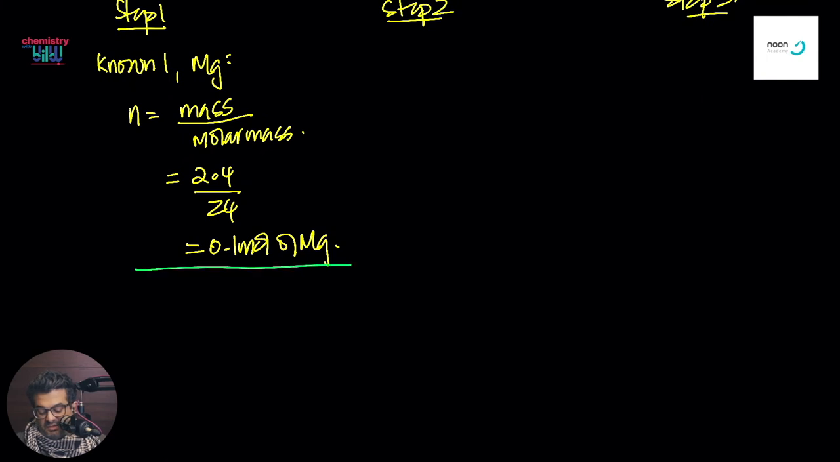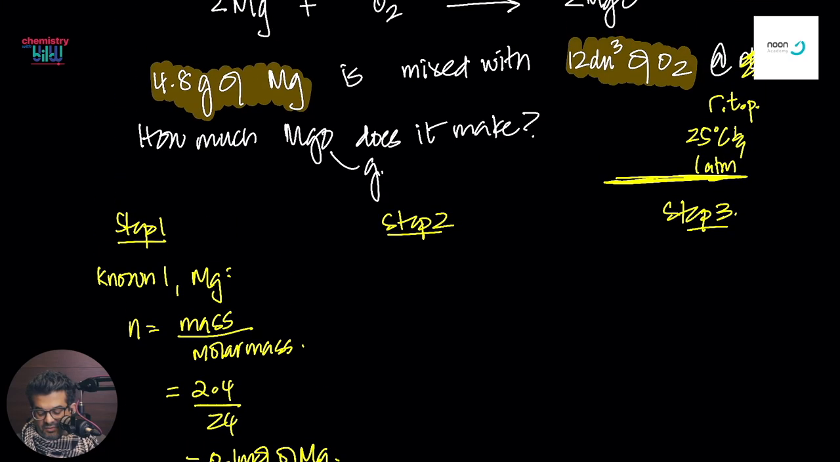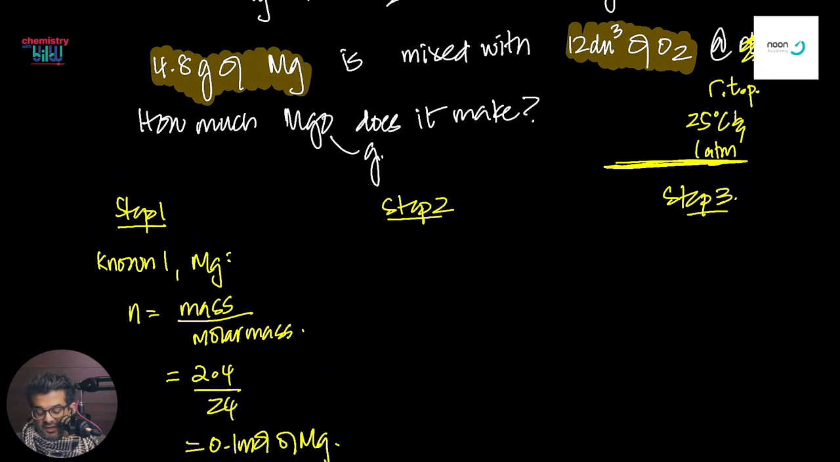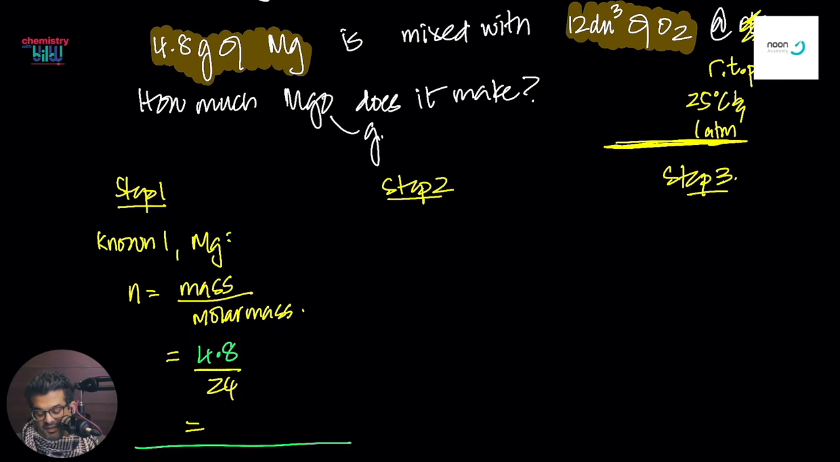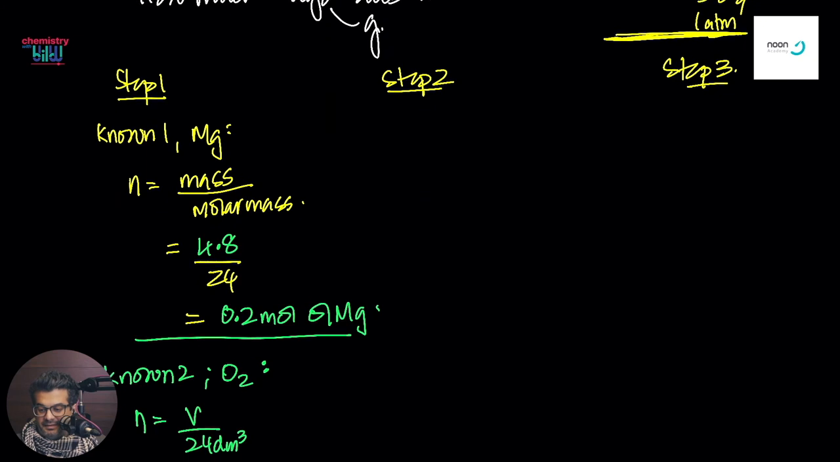Okay, then what you do is known two. What is your known two? Is oxygen. So now, for volume of gas, you use this formula that we did on Friday. All right? Because 2.4, I am so sorry, guys. My bad. It's not 2.4. It's 4.8. Okay. Thank you. 4.8 over 24 is 0.2 moles. So yeah, my bad.